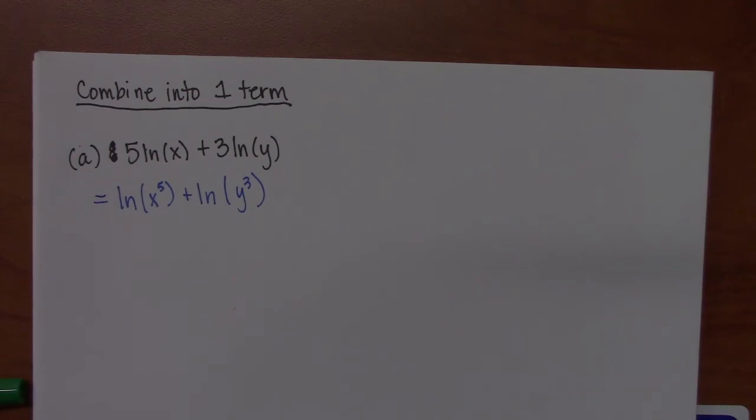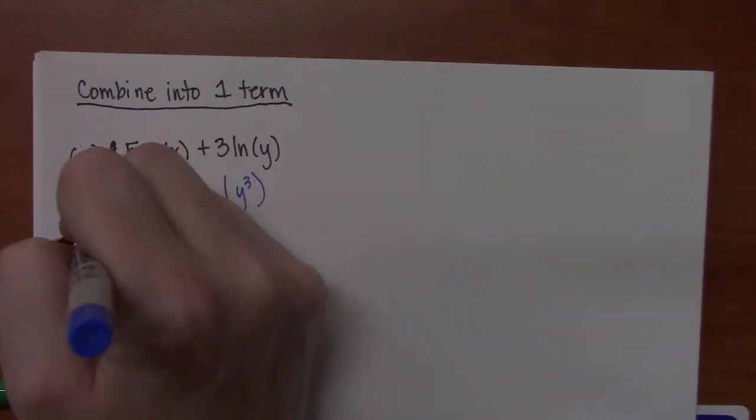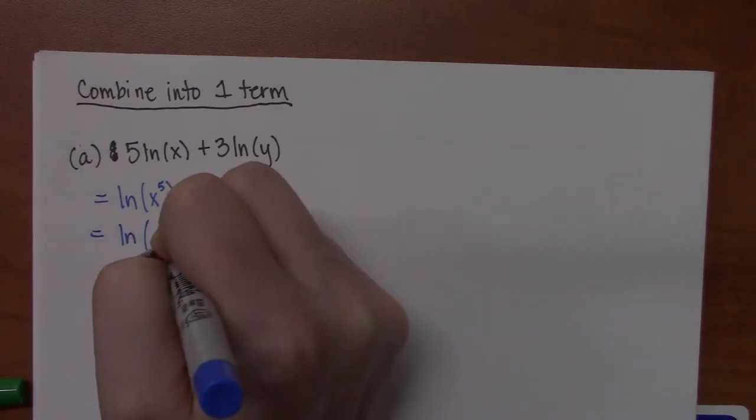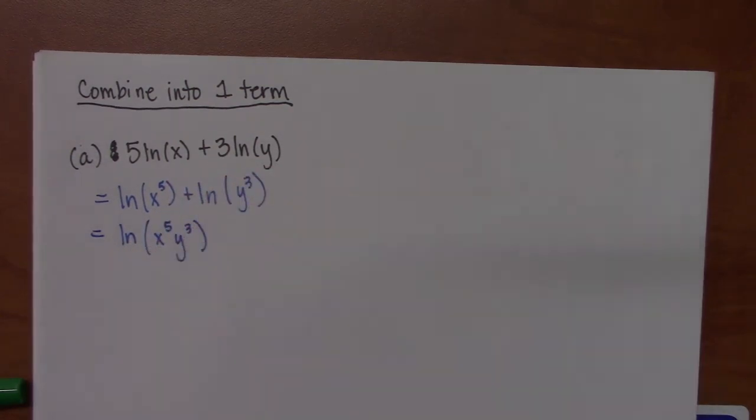Since they're both natural log and they have the same base, if I want to combine these, do I multiply or divide the terms? Multiply, because a plus meant multiply. So the next step would be the natural log of x to the 5th times y cubed, and you're done.